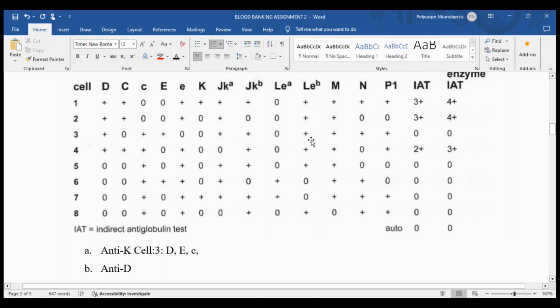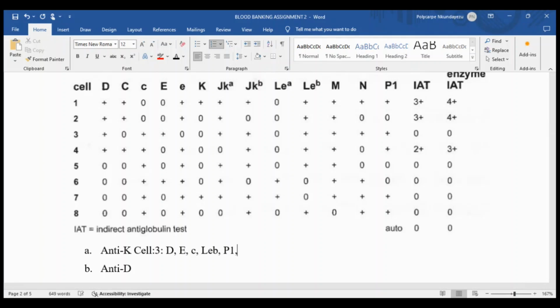What about Leb? Leb can be excluded. Leb, and then which one? M. What about M? M is not, because of the heterozygous form of the M and the N, so they are both heterozygous. And they show dosage, so they can't be excluded. And then we have P1 in the P group system. That one we can remove because it is slightly significant. So we can remove now P1 on cell number 3.